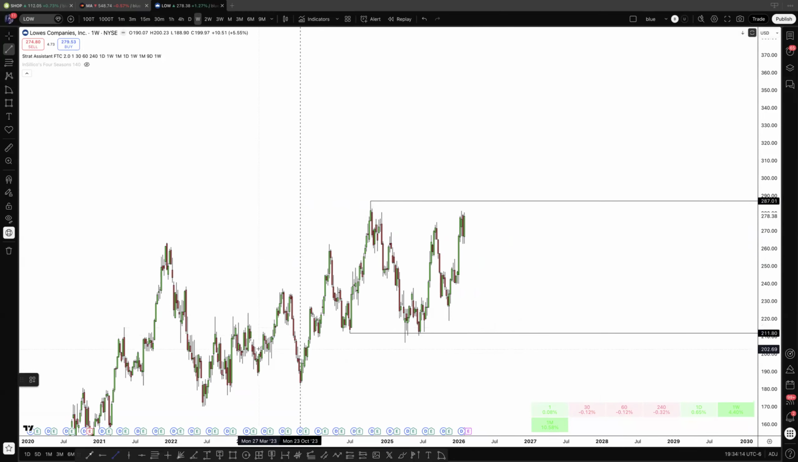Like I said, trend lines are very subjective. But to confirm if this is an uptrend, all you have to do is from this low point, right? Watch this.